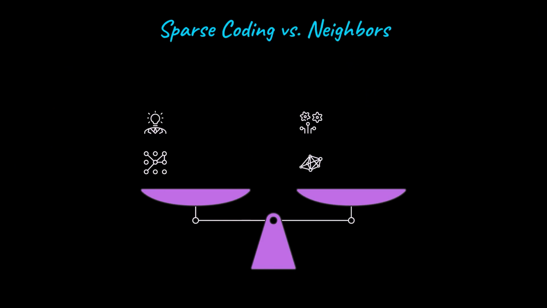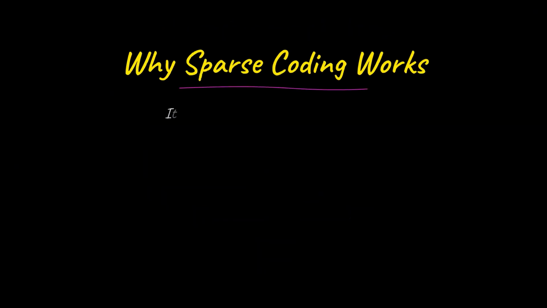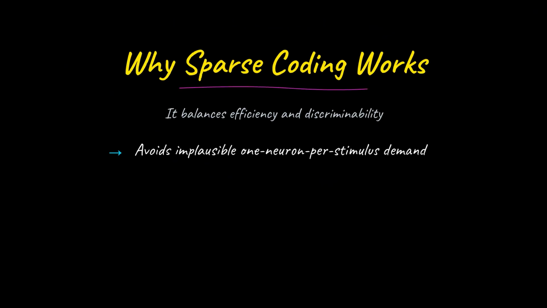In sparse coding, each neuron responds preferentially to a limited set of stimuli and stays silent otherwise. Different stimuli activate different small subsets, so the pattern of which neurons fire is what identifies the stimulus, not any single cell alone. Pure specificity coding is combinatorially impossible.